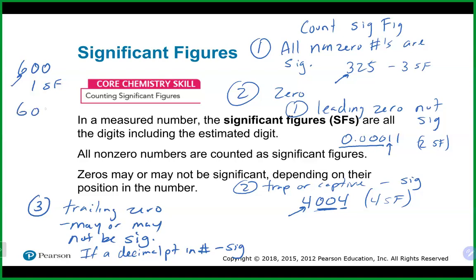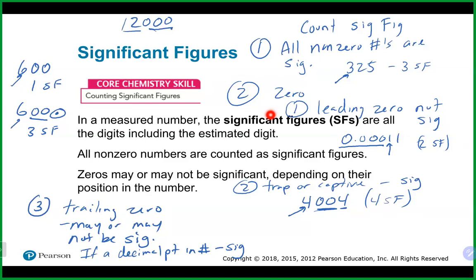If I wrote it like this, how many significant figures would this have? This would have three significant figures. The six is significant. These zeros are significant because there is a decimal point there. All right, well, what happens if I have this number? How many significant figures is that? It does have two, right? These are significant. These zeros are not significant because there is not a decimal point written in the number.